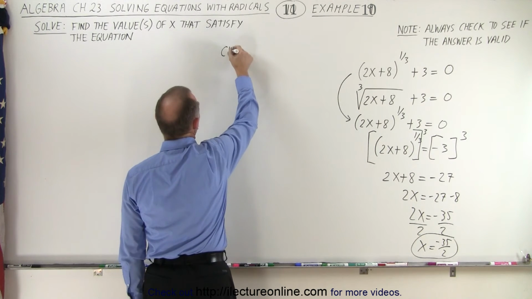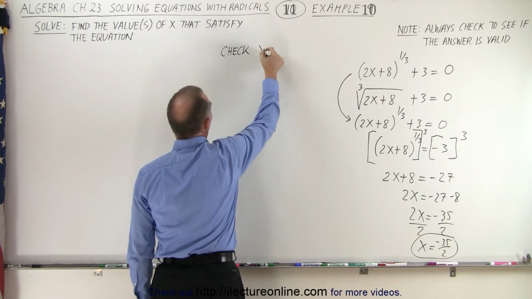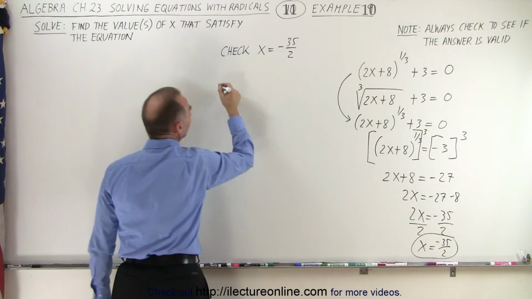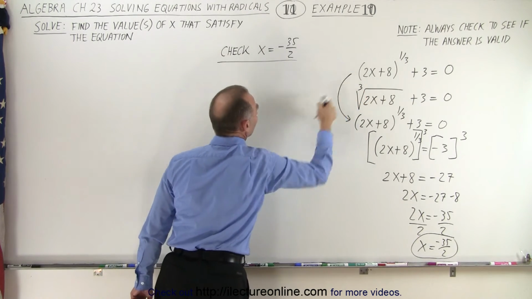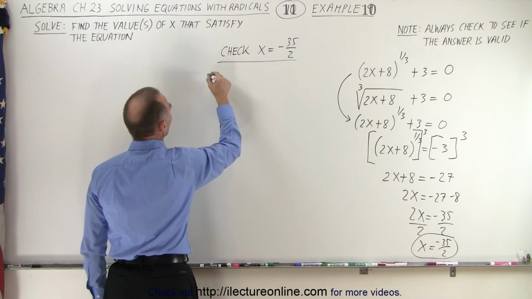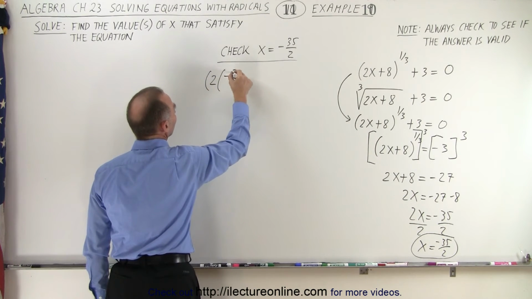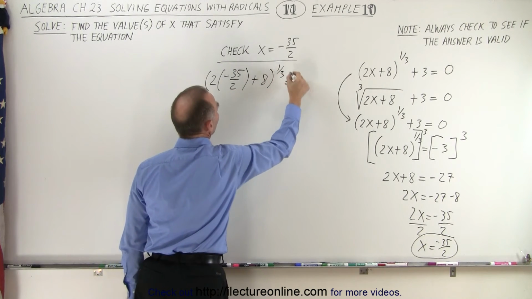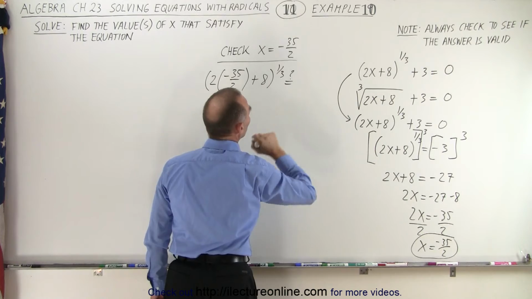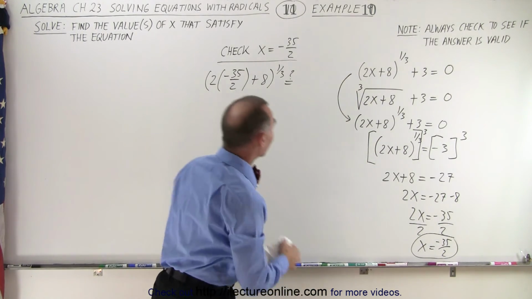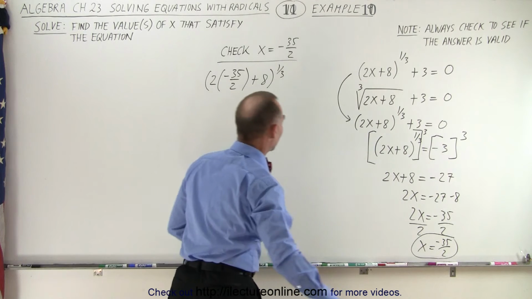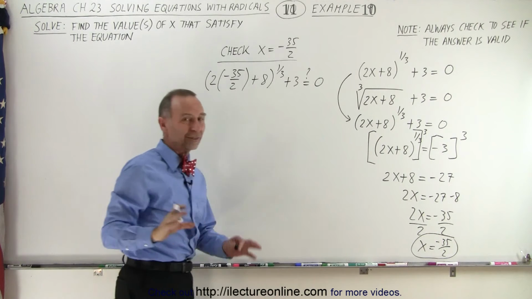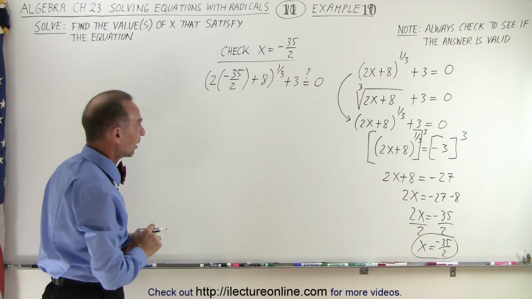So we're going to check to see if x is indeed equal to minus 35 divided by 2. So what we're doing is we're going to replace every x by -35 over 2. So here we get 2 times -35 divided by 2 plus 8 raised to the 1/3 power. Is that equal to...? Oh, actually, I should use the original equation. So let's add the plus 3 on the left side. Plus 3, is that equal to 0? Because I like to use the very original problem to check it with.